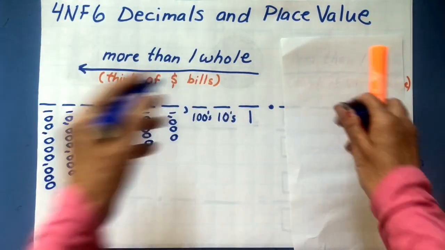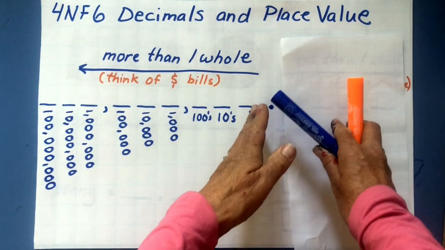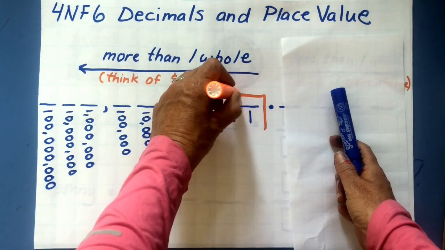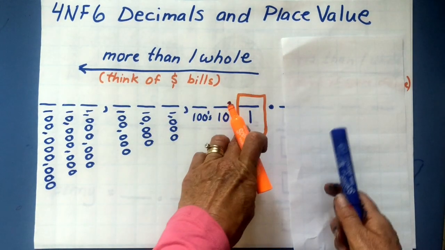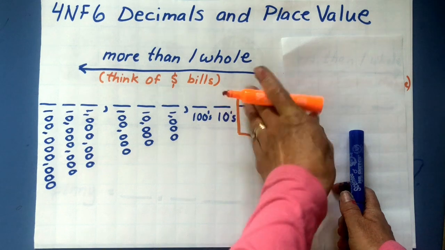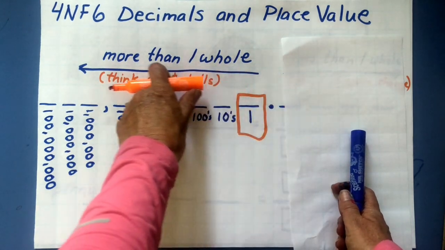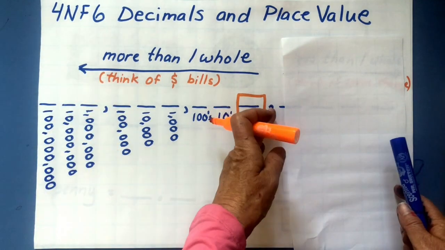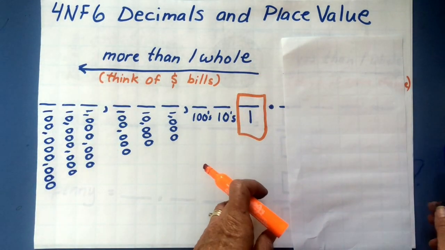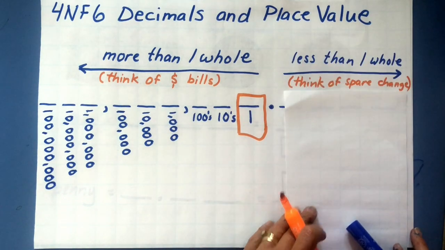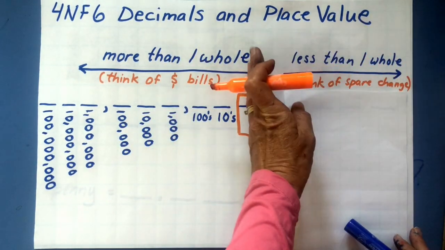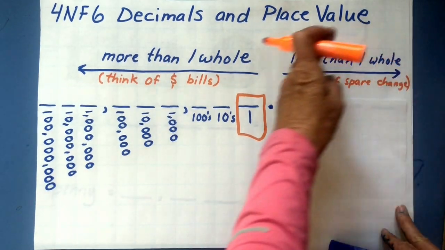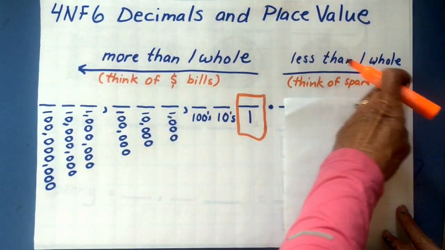Now, all of these you have to think of as more than one whole. So let me just hold this down here. This is the ones place. So you have to think of it as everything from here over is more than one whole. All right? Now, if we think about the other side of the place value chart, everything is going to be less than one. So this is like your dollar bills, and this is like your spare change. Like, oh, I don't have $1, I only have a few quarters. So that's what this is.